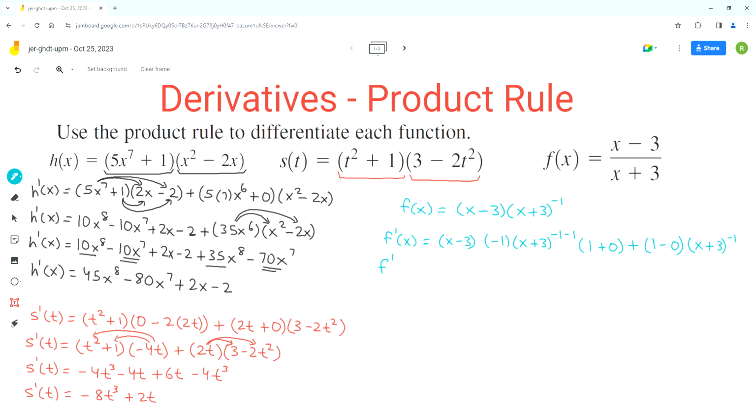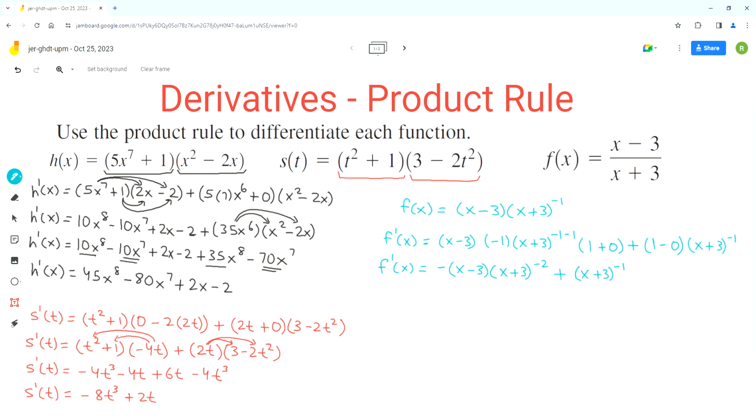Now we can simplify this expression. So we multiply x minus 3 by negative 1, so we get negative, and then x minus 3 times x plus 3 exponent negative 2. Now in the third parentheses we get 1 plus 0, which is 1. So multiplication by 1 doesn't change anything. And then plus. So after the plus sign, 1 minus 0 is just 1. So it doesn't change the overall term. So we are just left with x plus 3 exponent negative 1.